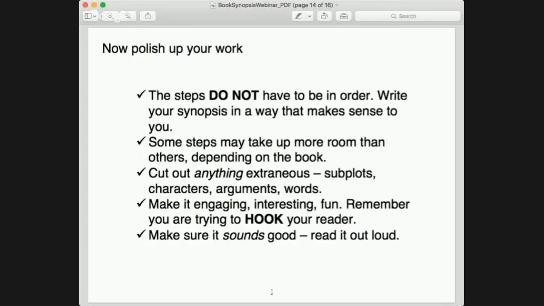Another thing to think about is you want to cut out any extraneous anything. So that's subplots, that's characters, that's arguments, that's words. There's no room in a synopsis for any fat whatsoever. You just do not have room to do anything except the main task at hand as laid out in these steps.